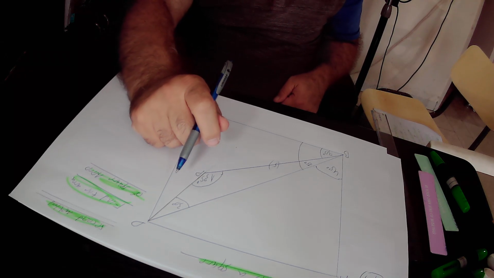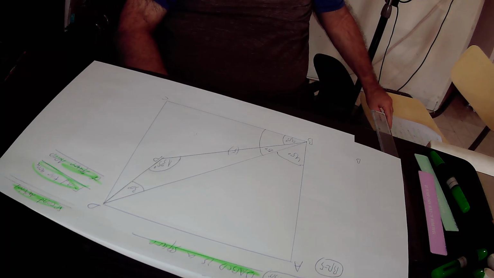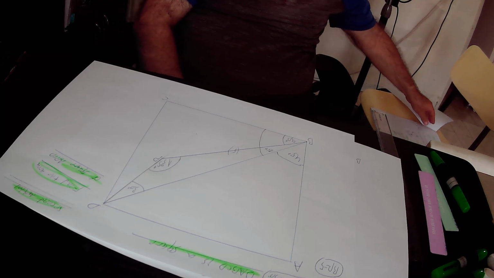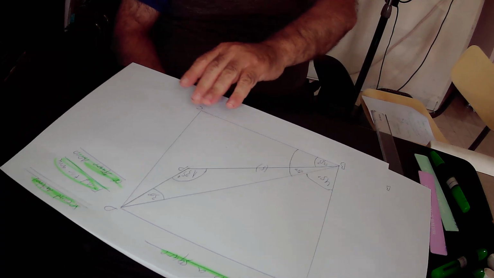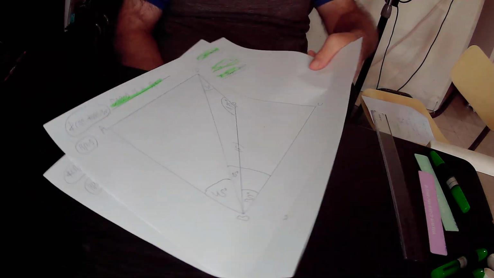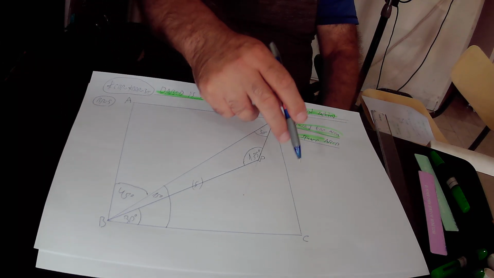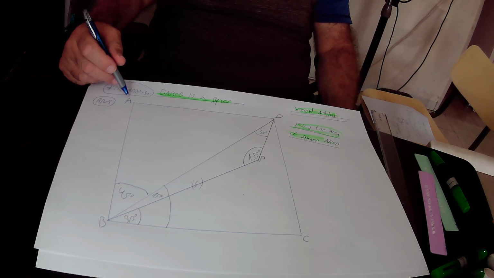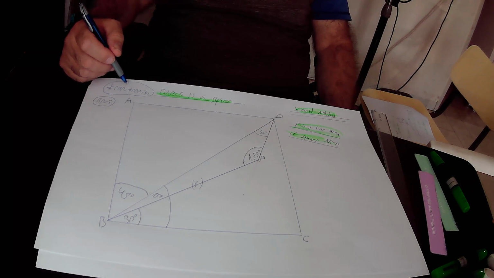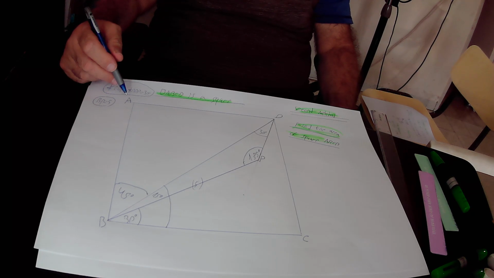In the next step, we will do a construction, that is to say, we will draw a circle around square ABCD in such a way that the vertex A of square ABCD will be the center of the circle that we will draw, and the radius of the circle will be the side length of square ABCD.